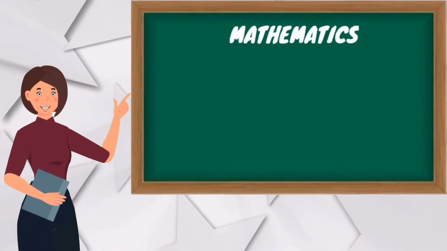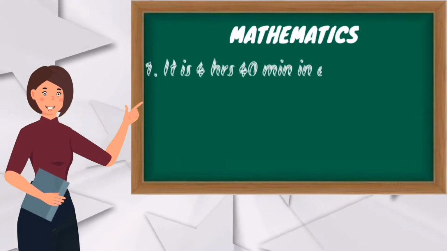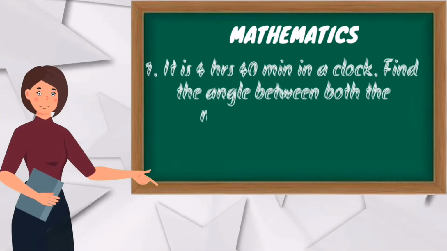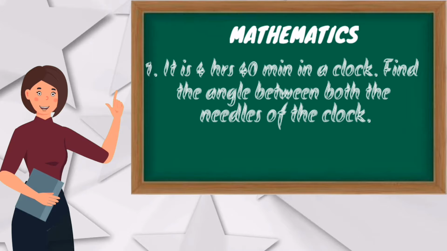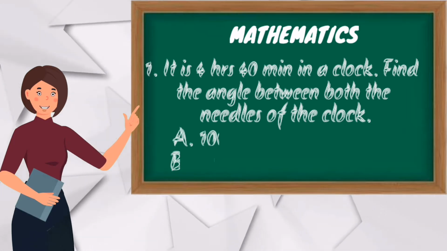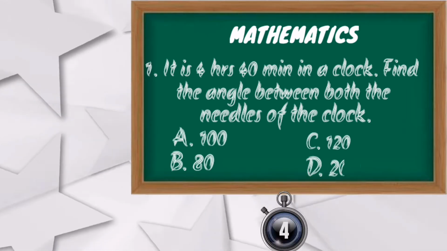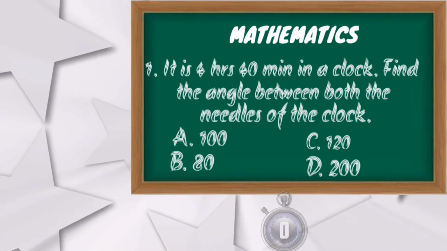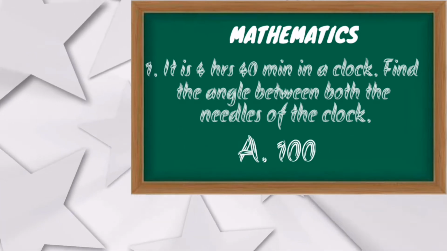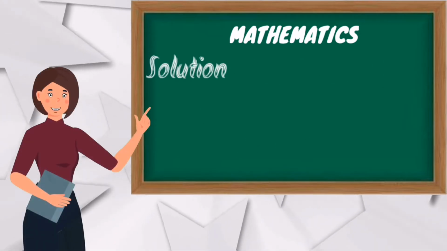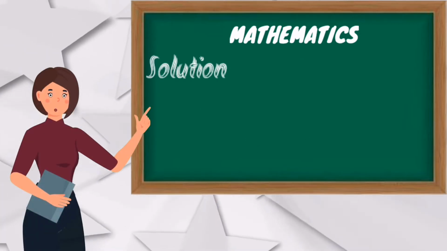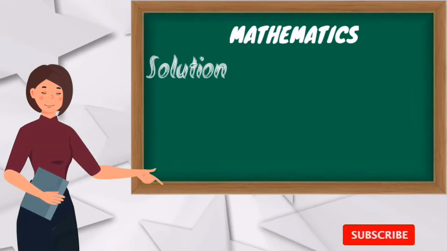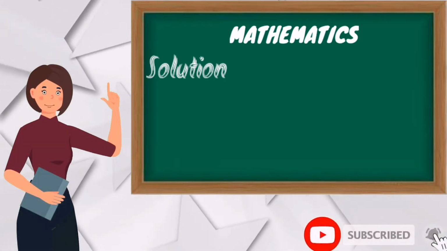Our first question is: it is 4 hours and 40 minutes on a clock. Find the angle between both the needles of the clock, and we are given 4 different options. Here, it says to find the angle between both the needles, that is, the hour and minute needle, provided the time is 4 hours and 40 minutes.